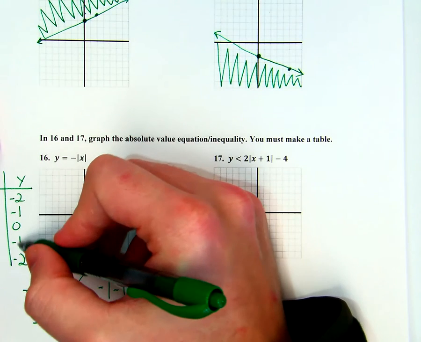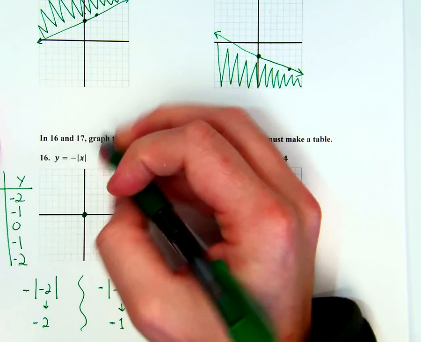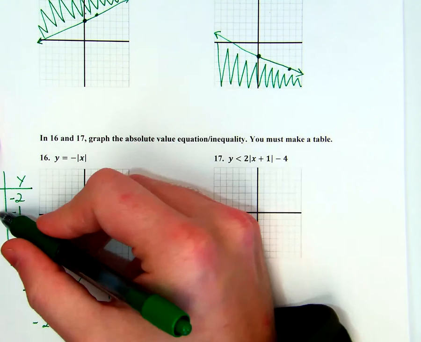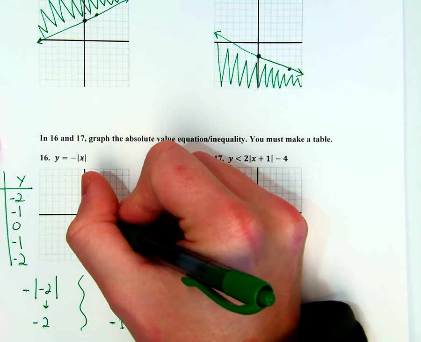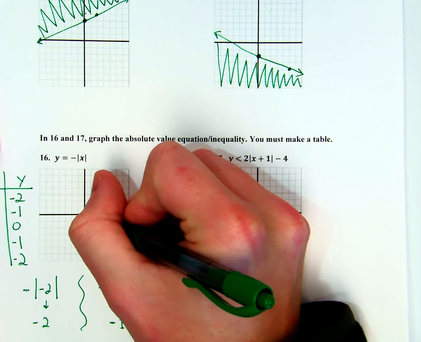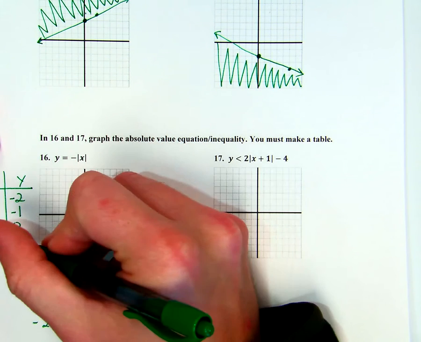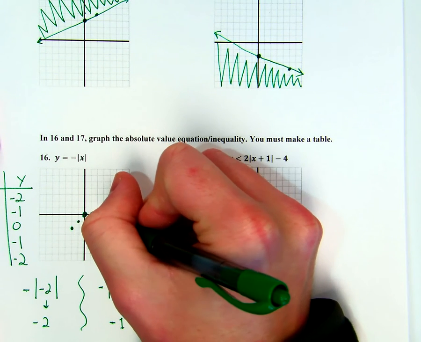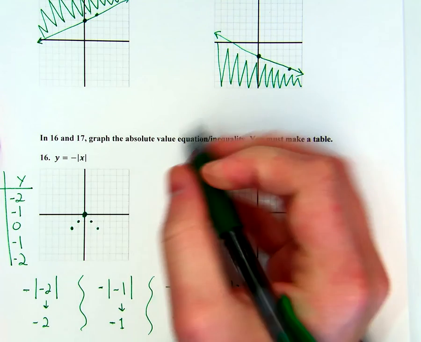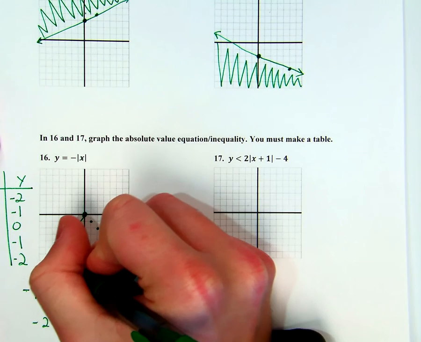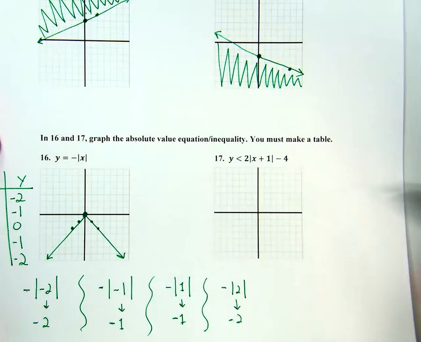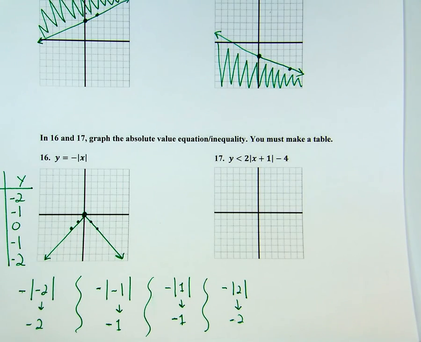All we have to do the rest of the way is graph all of these points. Negative 2, over 2, down 2. Negative 1, over 1, down 1. We already graphed 0, 0. The next point is at 1, negative 1. And the last point is at 2, negative 2. Notice how it makes a nice V. Your graph should always make a nice V, and you draw the lines through it.